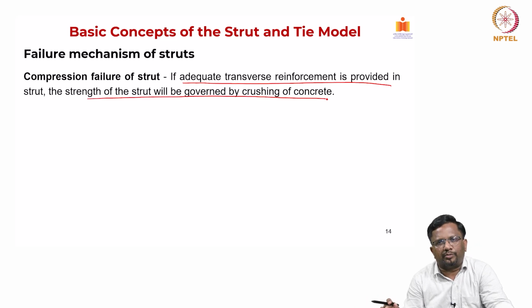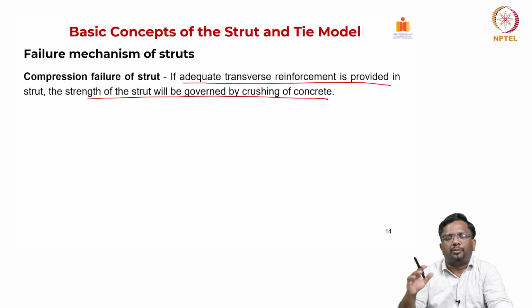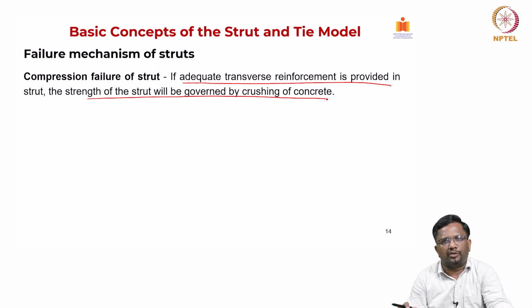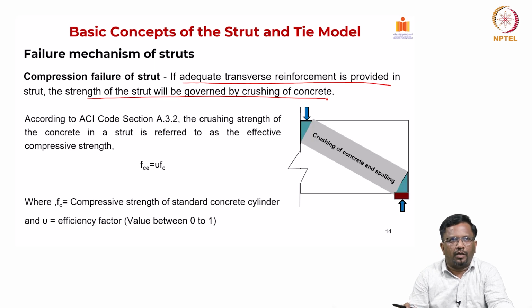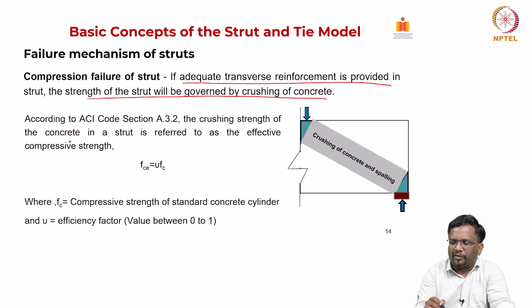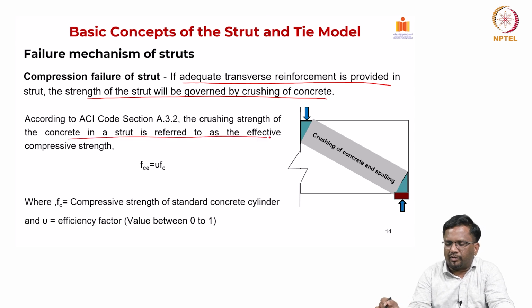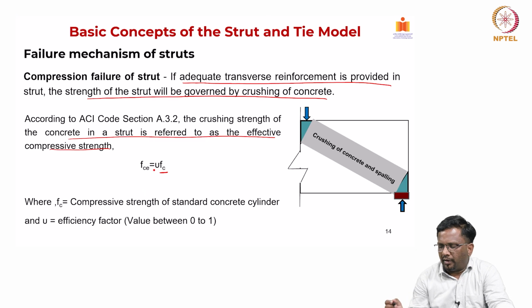Just like in columns, right? In columns, typically we provide ties to confine the core. So basically this transverse reinforcement also helps in confining the strut. According to ACI code section A.3.2, the crushing strength of concrete in a strut is referred to as effective compressive strength. So f_c is your cylinder compressive strength, and then there is an efficiency factor that typically varies from 0 to 1.